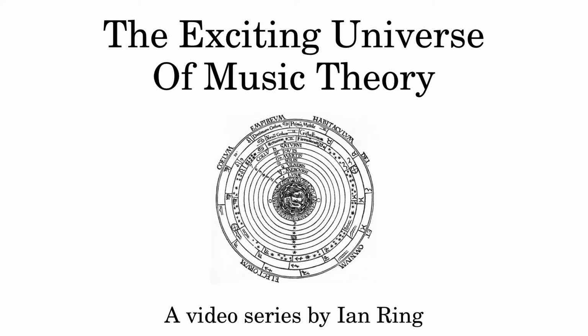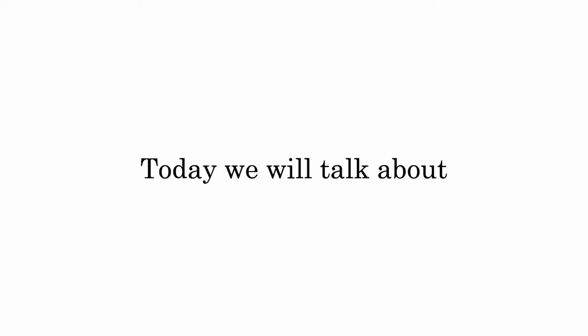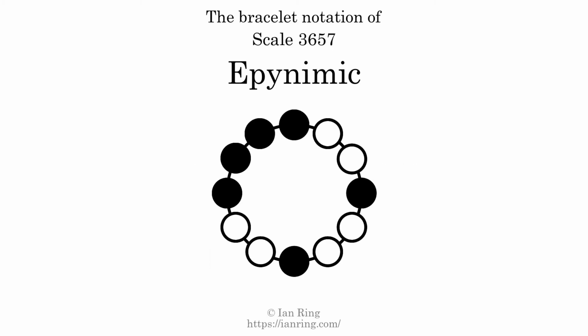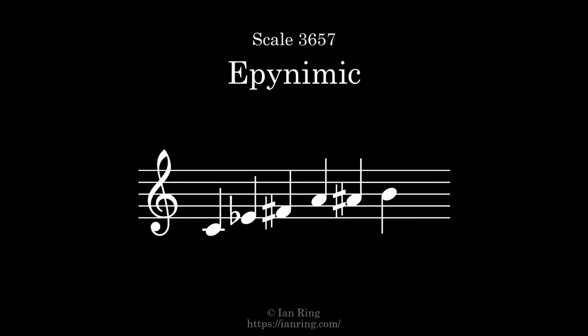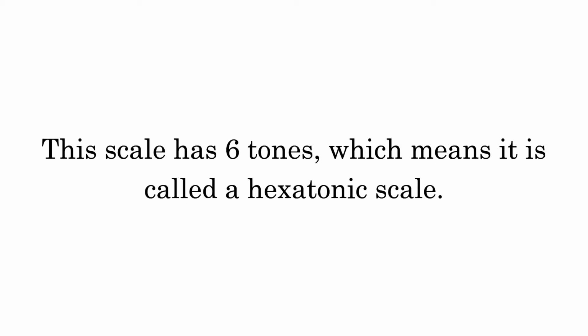Welcome to the exciting universe of music theory. Are you ready to learn? Then let's begin. Today we will talk about scale 3657, Epynimic, which sounds like this. This scale has 6 tones, which means it is called a hexatonic scale.